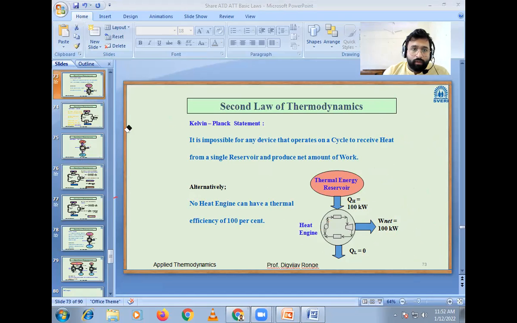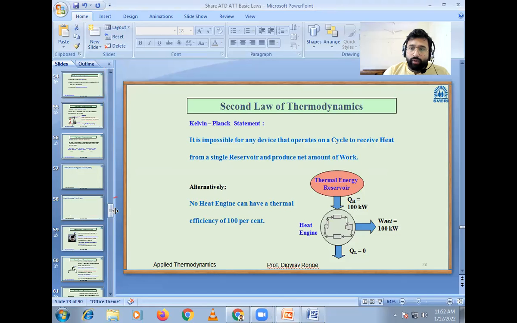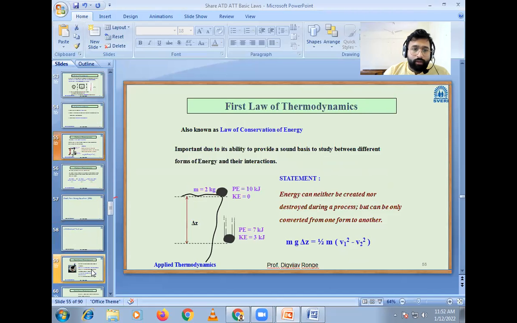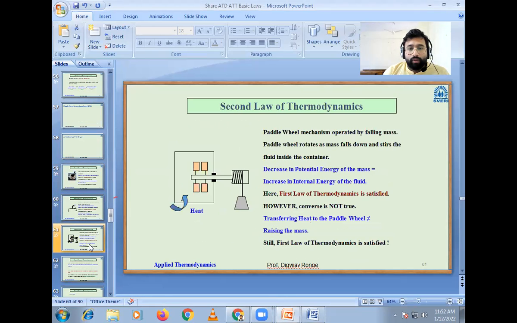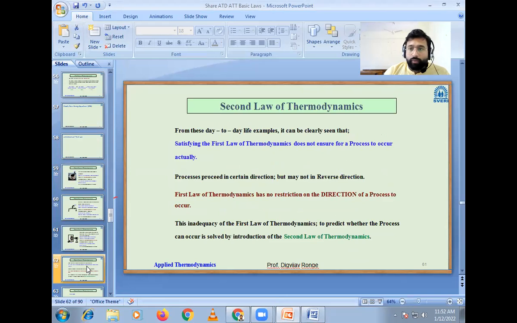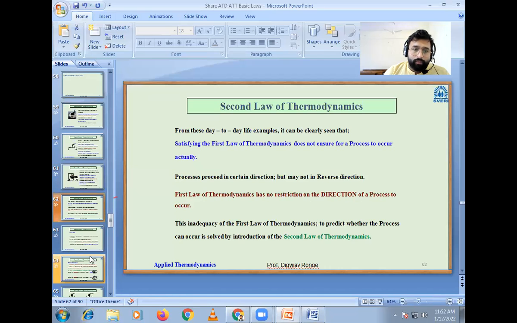So let us take a quick recap of whatever we have learned today. We started with numericals; one hour we had given for the numericals of the first law. Then we started with the limitations of the first law. The first law is concerned only with conservation of energy. It does not give you guidance about the direction of the process. Again, the first law does not talk about the quality of the energy. So for this, we have the second law. The second law gives you the direction of the process. Also, it gives you the quality of the work that can be produced.